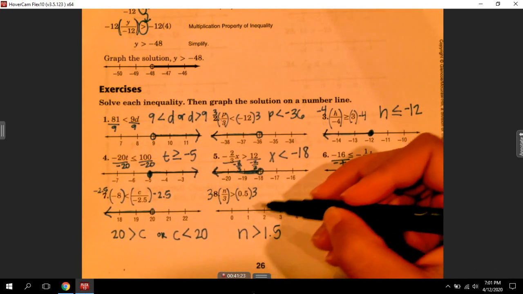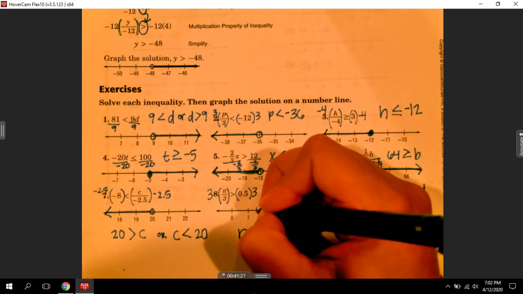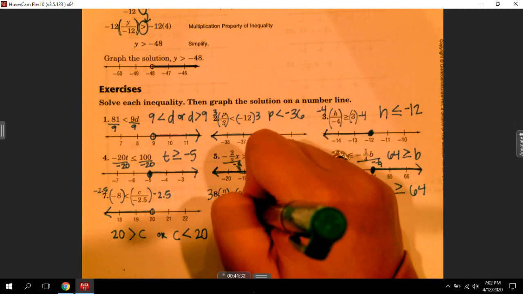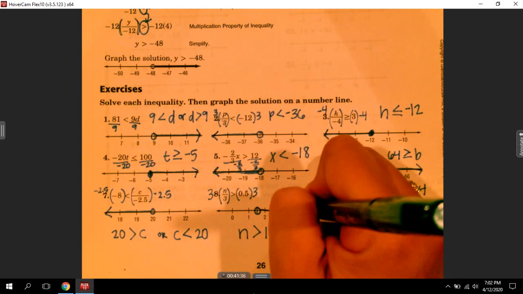Okay, so my number line is in whole numbers, so 1.5 would be somewhere right here in between 1 and 2. It's going to be an open circle, and then everything greater than, so to the right direction.